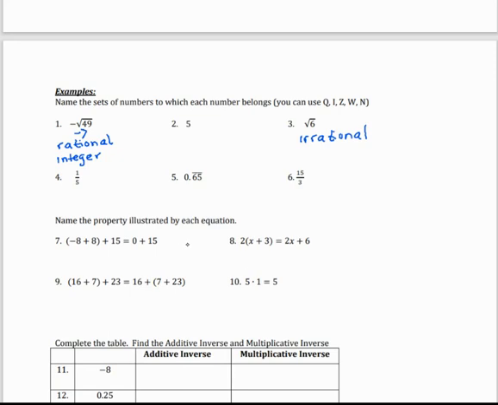Okay, how about number 5, 0.65, and that bar means repeating. So because it is repeating, it is going to be able to be written as a ratio. So it is rational. Once it's rational, we ask ourselves, is it an integer? And it is not an integer because it's a decimal. So it's simply just rational. Okay, you try numbers 2, 4, and 6. You can pause the video and give those a shot.